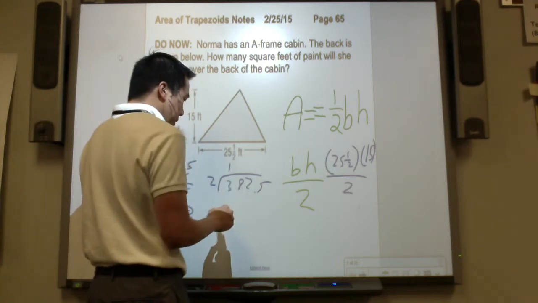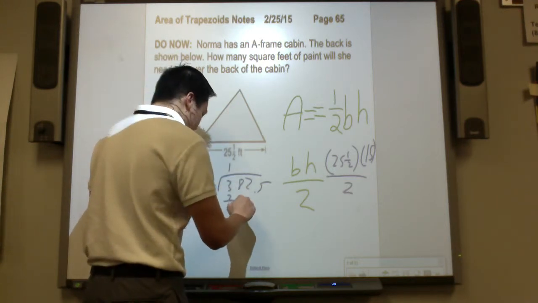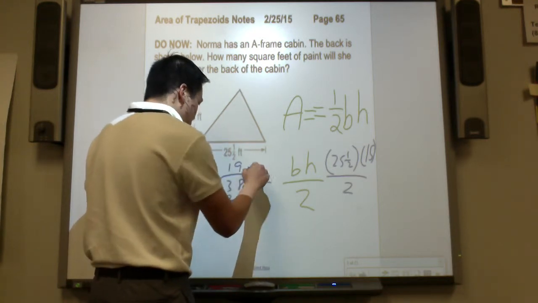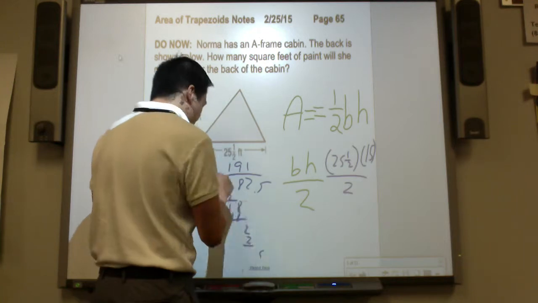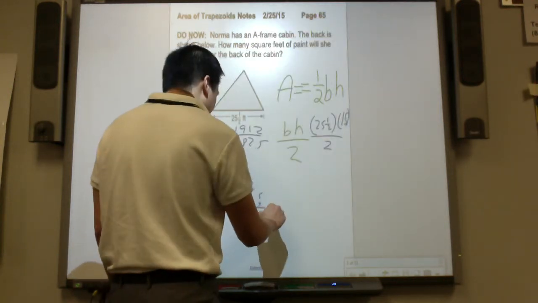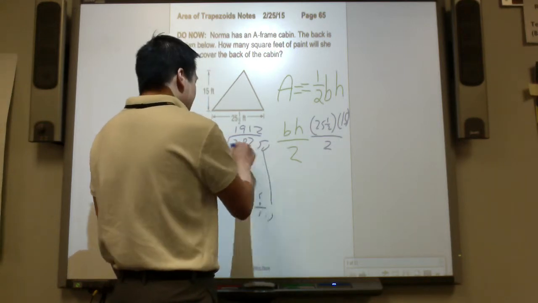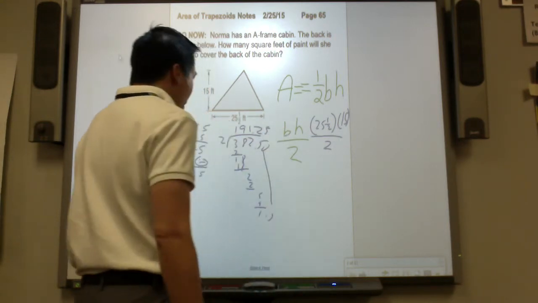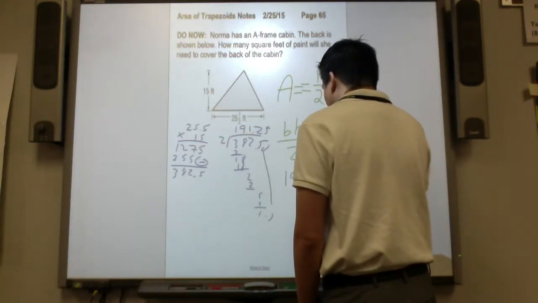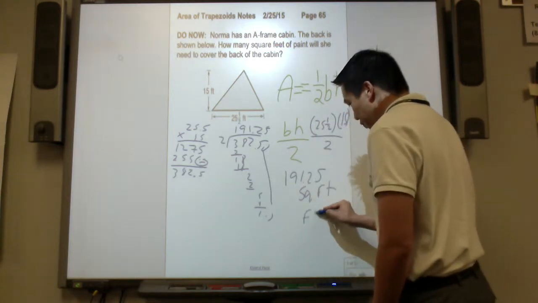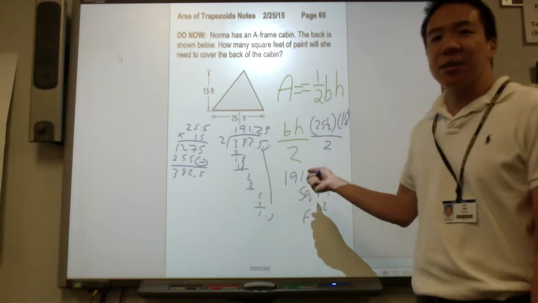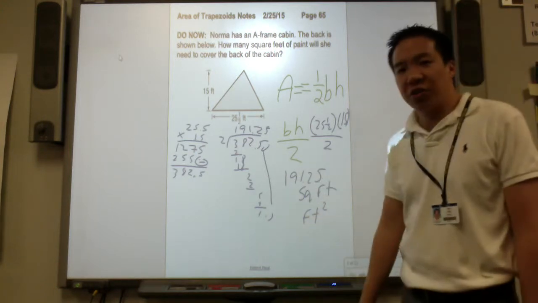How many 2's go in 3? How many groups of 2 go in 3? 1 time. How many groups of 2 go in 18? 9 times. How many groups of 2 go in 2? 1 time. How many groups of 2 go in 5? 2 times. How do you get rid of a remainder? Add another 0, bring it down. 2 goes in 5, so it's 191 and 2,500 square feet, or feet to the power of 2. So you will need to get enough paint to paint 191 and 2,500 square feet.